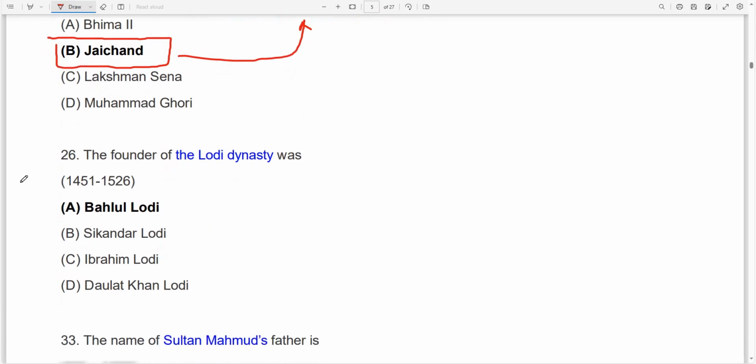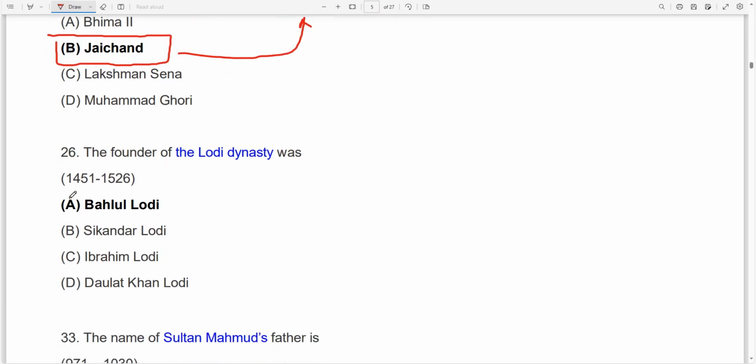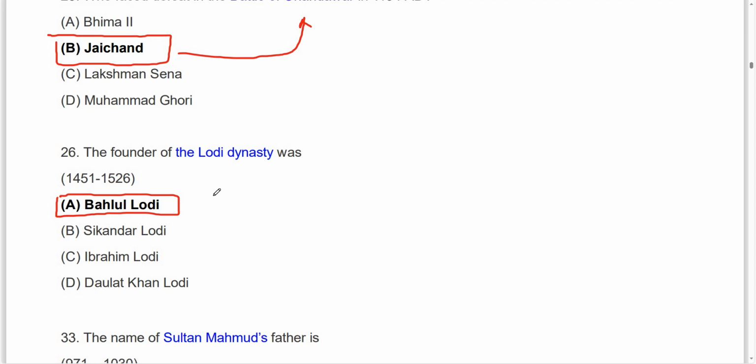Now let's move on to the next question. The founder of the Lodi dynasty was Bahlul Lodi. The Lodi dynasty was established and lasted from 1451 to 1526. Lodi was the last Afghan dynasty, and afterwards came the Mughals. Babur and Ibrahim Lodi: Babur won the Battle of Panipat, and that's pretty much the history. Afterwards came the emergence of the Mughals at the helm of affairs.